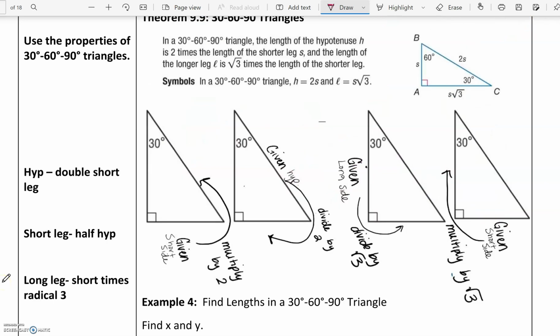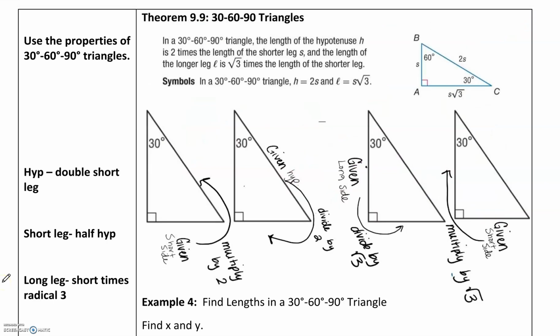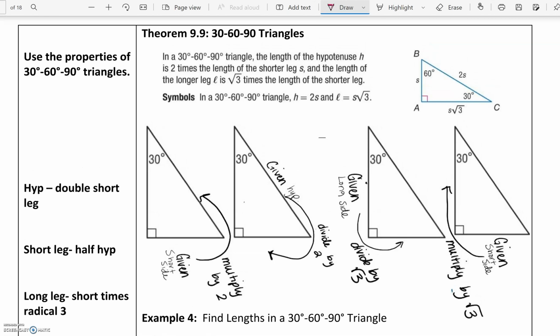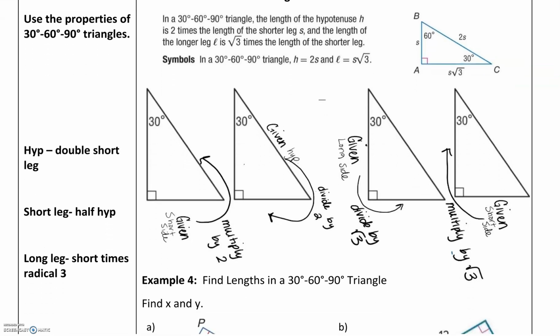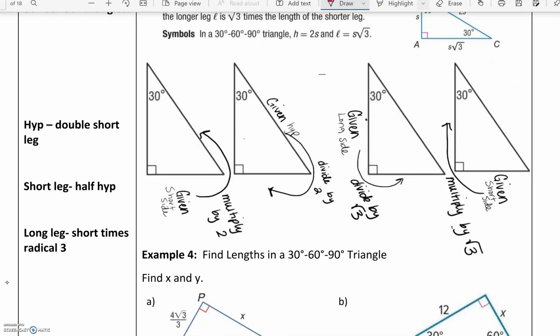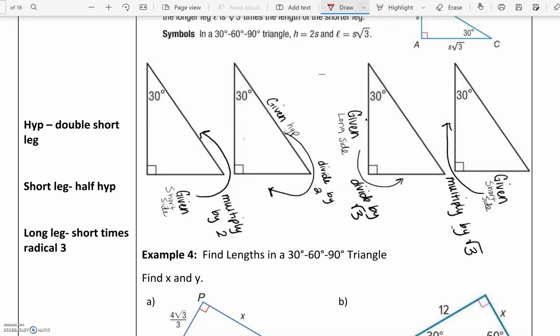Now we're going to take a look at our 30, 60, 90. So this one does have 3 different sides, but they still all have a relationship to each other. So I like to call one side the short, one side the long side, and then of course the hypotenuse is itself. So short, long, and hypotenuse.